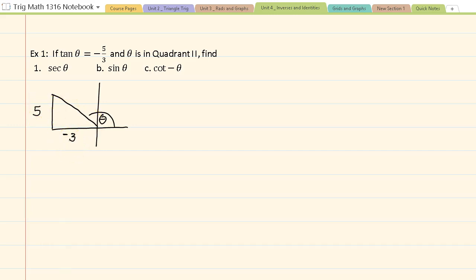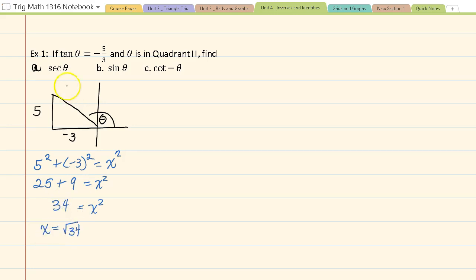And then the question is, how do we find secant, sine, and cotangent of my angle? So what we do need to remember is how to get our hypotenuse. Remember, we get this value up here. I'm going to call it x for right now. That 5 squared plus a negative 3 squared is equal to x squared. So that's going to be 25 plus 9 is equal to x squared. X squared is equal to 34. So x is equal to the square root of 34. So we can change this to the square root of 34.